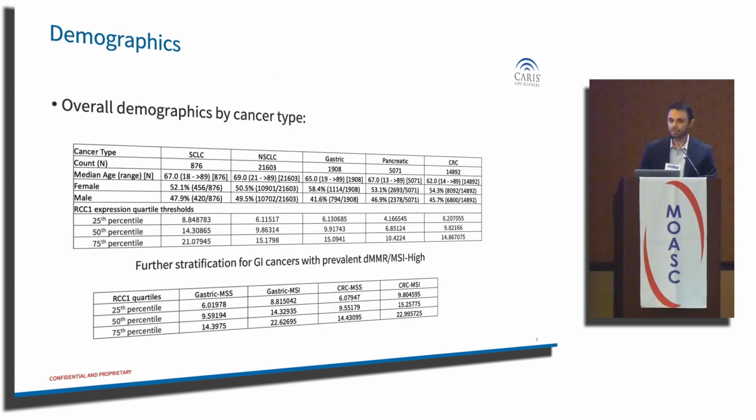So these are the demographics for our study. In the study, there were lots and lots of patients. There were 876 patients with small cell, 21,000 with non-small cell, about 2,000 with gastric, 5,000 with pancreatic, and 14,000 with colorectal.